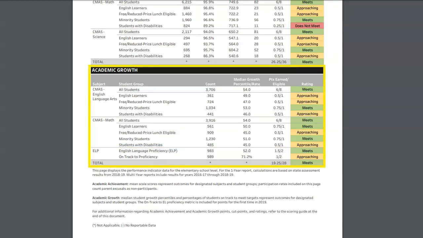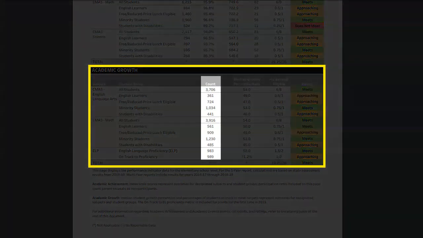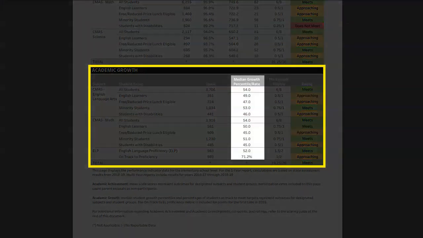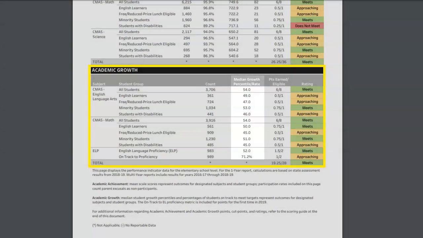The next part shows academic growth. Similar to achievement, growth results are broken out by subject, first for all students, then for several subgroups. This is only in ELA and math. There is no science growth since the test is only given at grades 5, 8, and 11. Let's look at the growth metrics. Here, a blank cell would indicate fewer than 20 student growth percentiles were available to calculate a median for the group. First, we see the counts of students for which the school is accountable, the median growth percentile, or MGP.